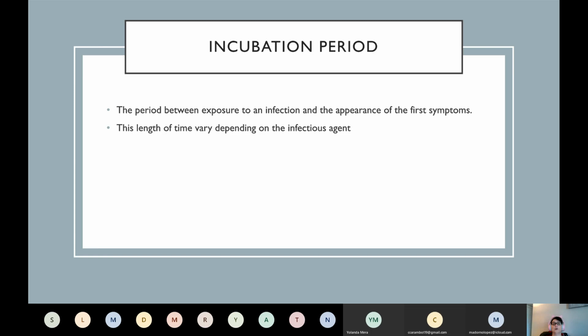Incubation period. Now, this is something I want you to write down and I want you to know, okay? Incubation means the time between when you've become exposed to the pathogen and the time your first symptom appears.